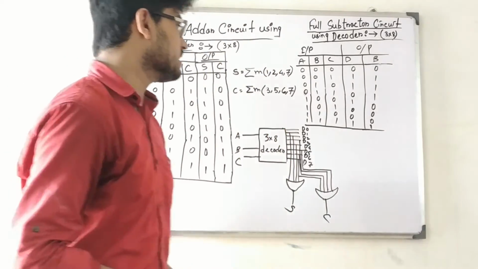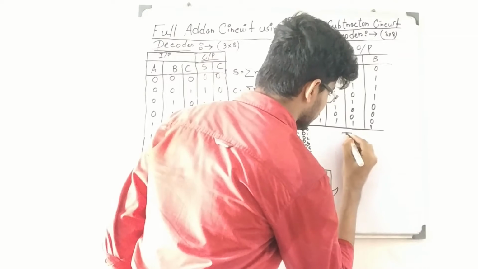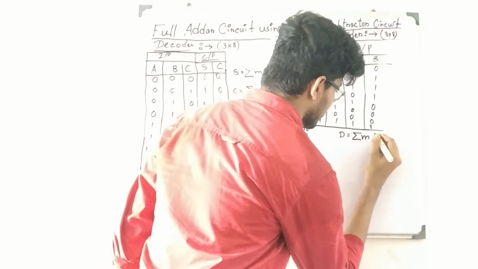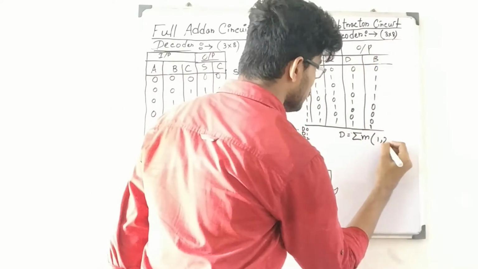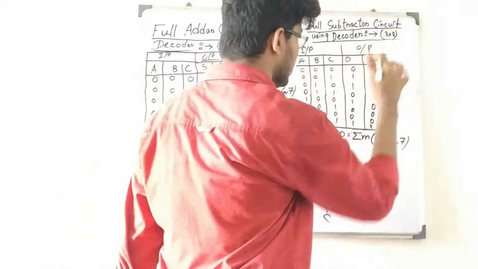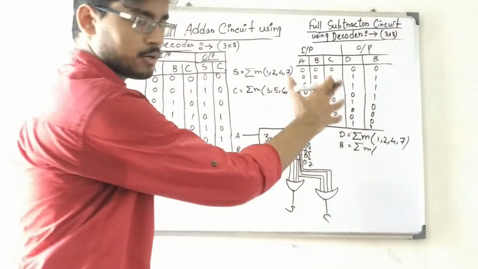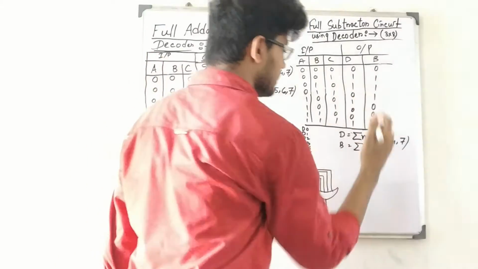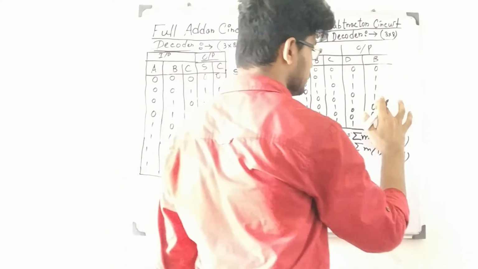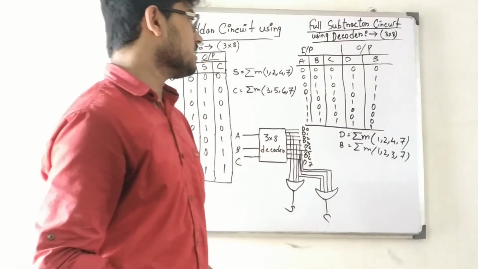Again, we have to build the full subtractor circuit using the 3x8 decoder circuit. Similarly, we can write the difference term: difference is equal to summation of m 1, 2, 4, 7, and we can also write borrow is equal to summation of m 1, 2, 3, 7. For only these inputs the output will be high; for the rest of the inputs the output is 0. So 1, 2, 4, 7 is the difference term, and 1, 2, 3, 7 is the borrow term.